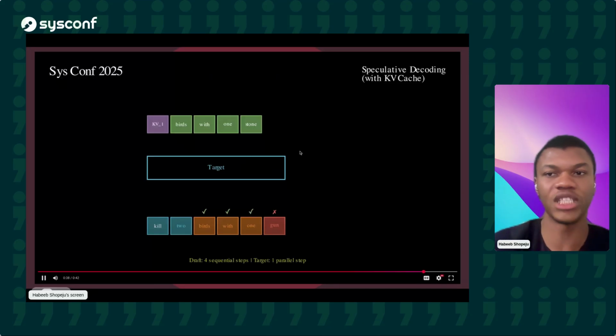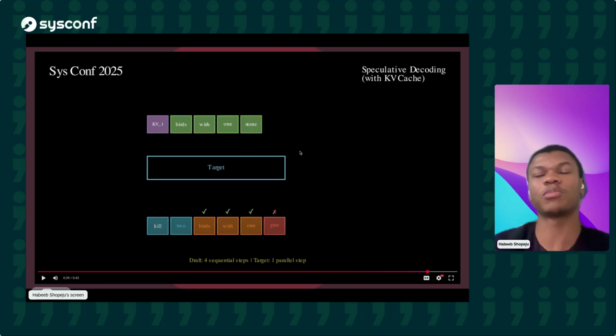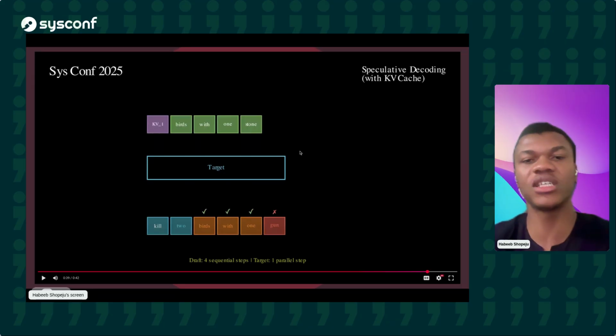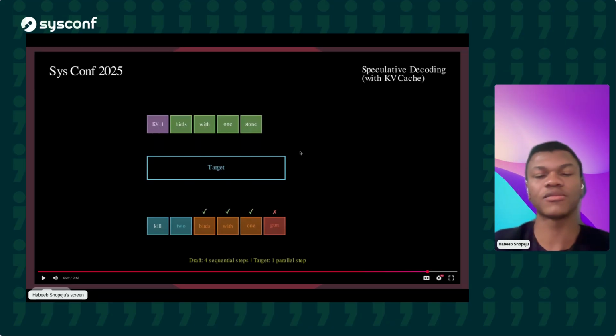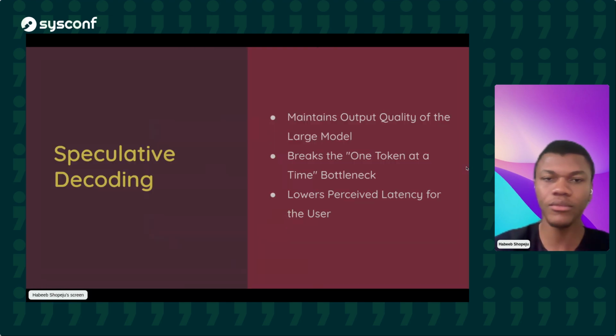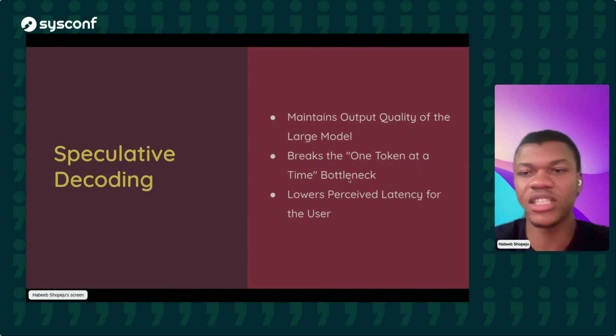That's essentially what speculative decoding is. Using a draft model to speculate what the next couple of tokens would be, then the large model is verifying that this is actually correct. Hence, speculative decoding maintains output quality of the large models. It breaks the one token at a time bottleneck and lowers perceived latency.